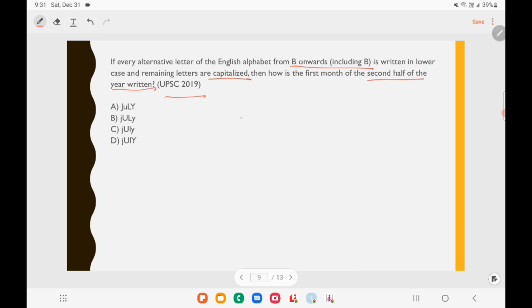So here it's given that A is in capital letter, right? Then B will be in small letter. Then C will be in capital letter. D will be in small letter. E will be capital letter. F is in small letter.